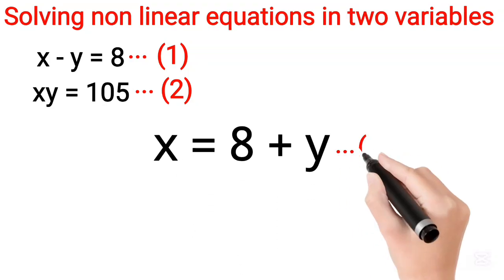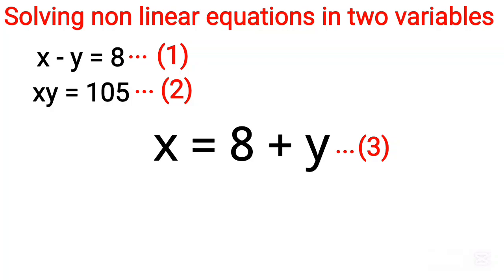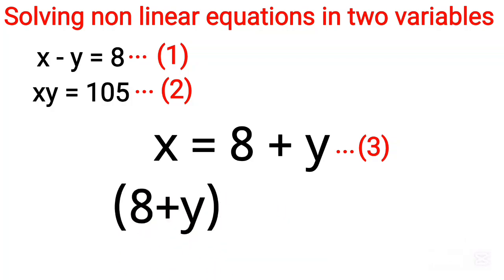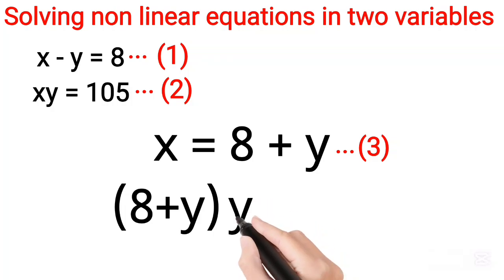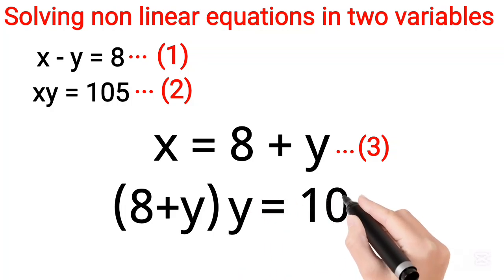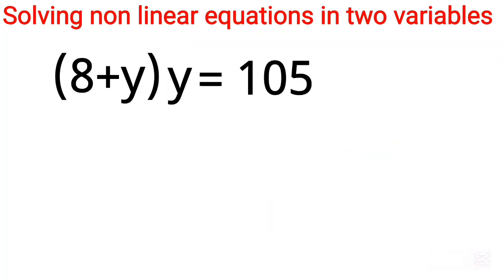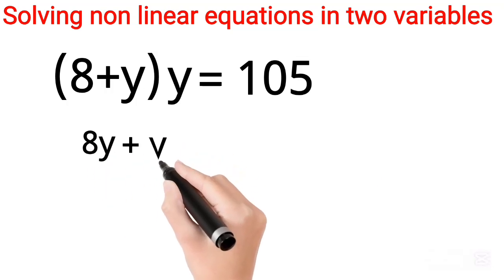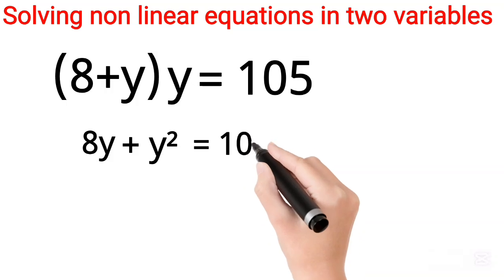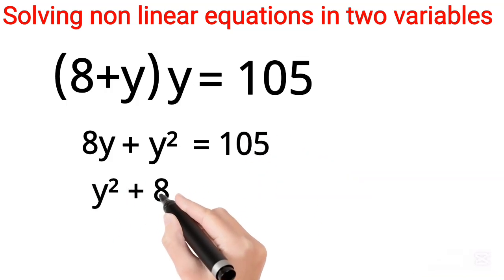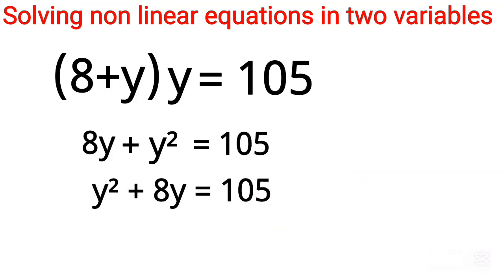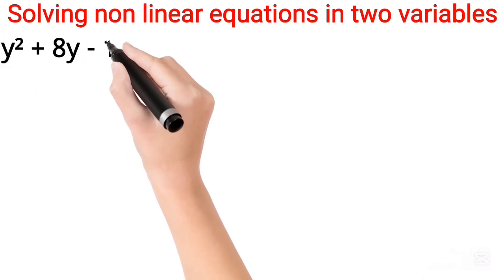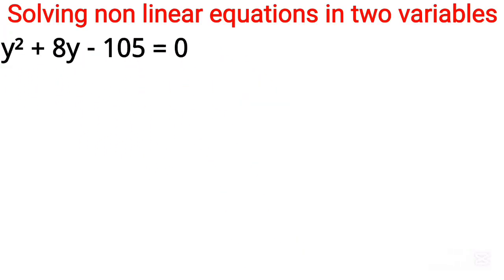Call this equation 3. Now substitute equation 3 into equation 2. Instead of x, we write 8 plus y. So we get (8 plus y) times y equals 105. Now multiply. 8 times y equals 8y. y times y equals y squared. So we have y squared plus 8y equals 105. Move 105 to the left side. y squared plus 8y minus 105 equals 0.